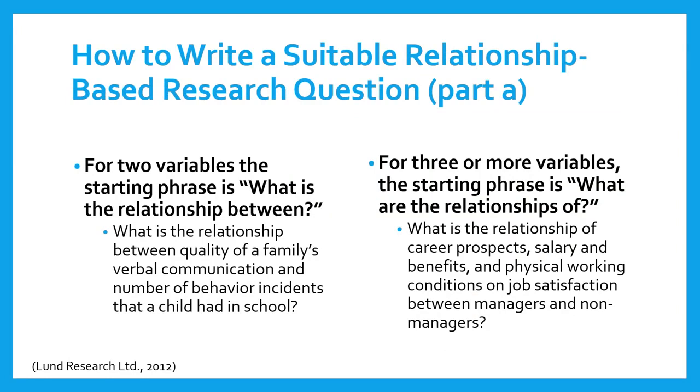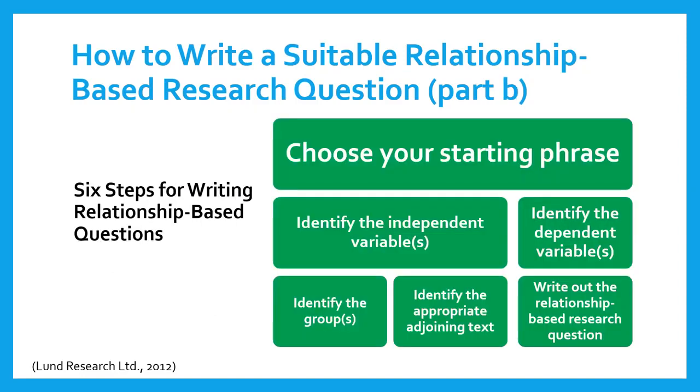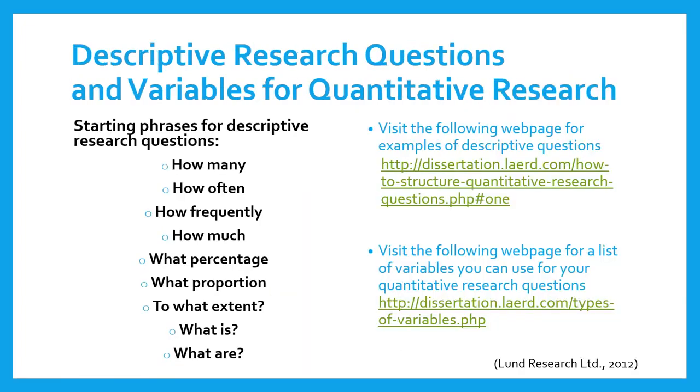There must be a specific starting phrase for research questions where you want to find the relationship between variables. I will let you read them to yourself. Notice the starting phrase, independent and dependent variables. You will notice that the following 6 steps for writing relationship-based questions are similar to the steps for writing comparative-based questions. We have examined comparative and relationship-based research questions. Another type of quantitative research question is called descriptive.